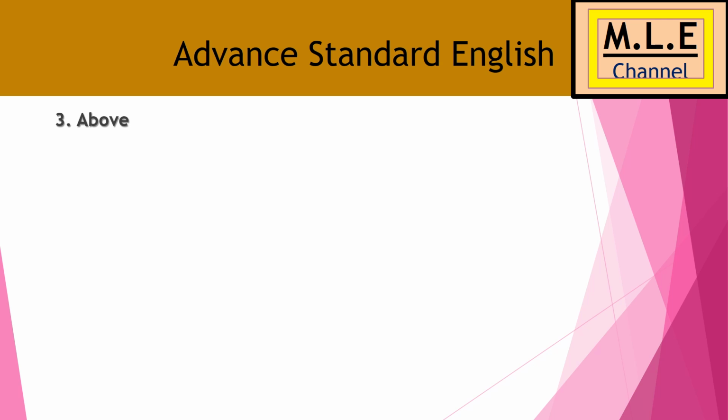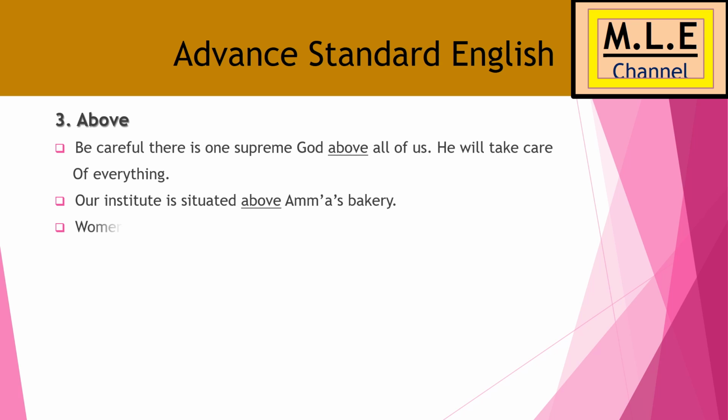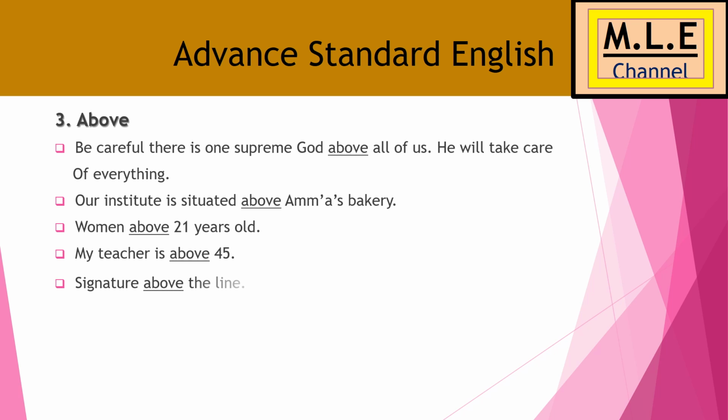Number 3. Above. Be careful, there is one supreme God above all of us. He will take care of everything. Our institute is situated above Amas Bakery. Woman above 21 years old. My teacher is above 45. Signature above the line.